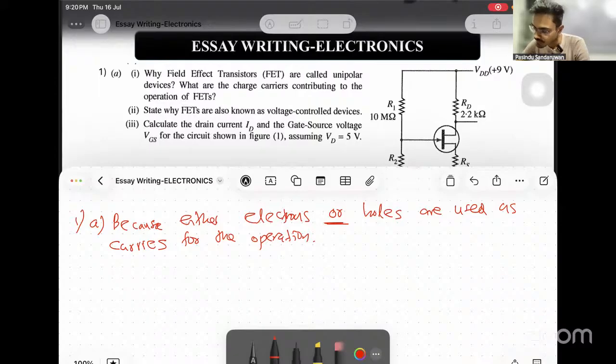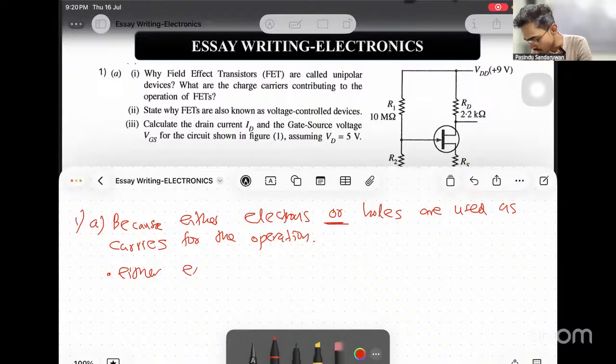Then, what are the charge carriers contributing to the operation of FETs? For the first part, they are not asking for electrons or holes, so mentioning that only one type of carrier is contributing is enough, because either electrons or holes are contributing. Then for the second part, you can write: the charge carriers contributing to the operation of FETs are either electrons or holes.